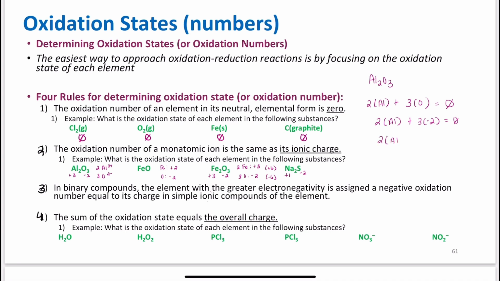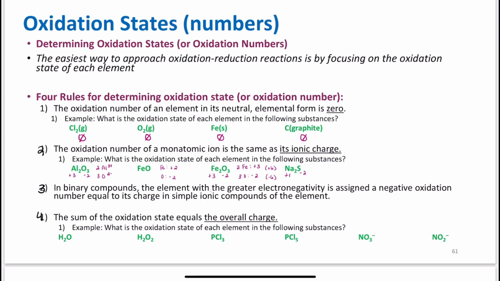I know aluminum also has a fixed charge. We'll talk about that in a sec. This gives me an overall -6, which is the same as 2 aluminums -6. So 2 aluminums equal +6. Each aluminum is a +3. And I do the same thing with the iron 3 oxide, Fe2O3. So you can do it algebraically as well.